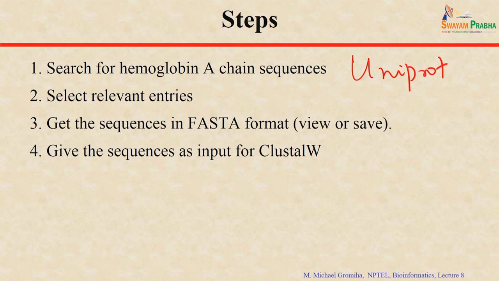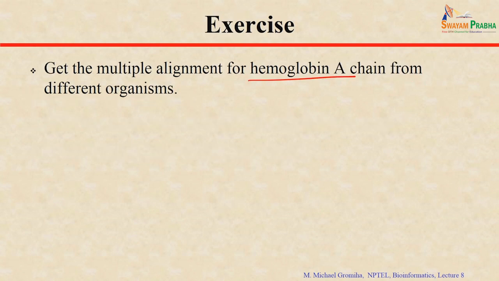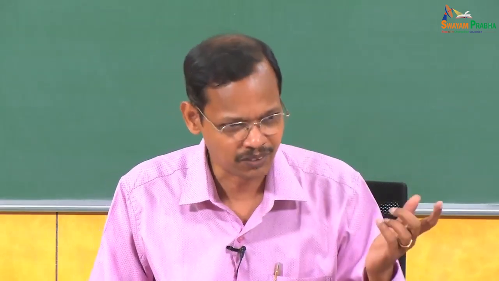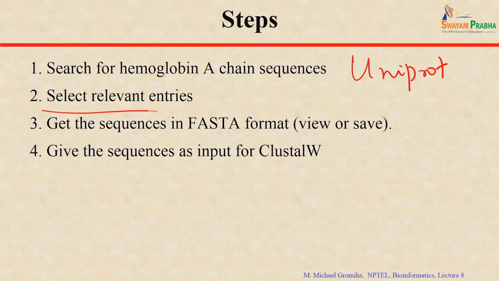You search for hemoglobin A, you will get a list of sequences, then what to do? You have to identify relevant entries. The question is, you have to get the alignment for different organisms, but if you search UniProt with hemoglobin A, you will get several entries from the same organism as well as different organisms. Why do we get the same organism with different data? Mutation data. Right. So, in this case you will get human 2-3 times, but the question is to get sequences from different organisms, so you have to select relevant entries.